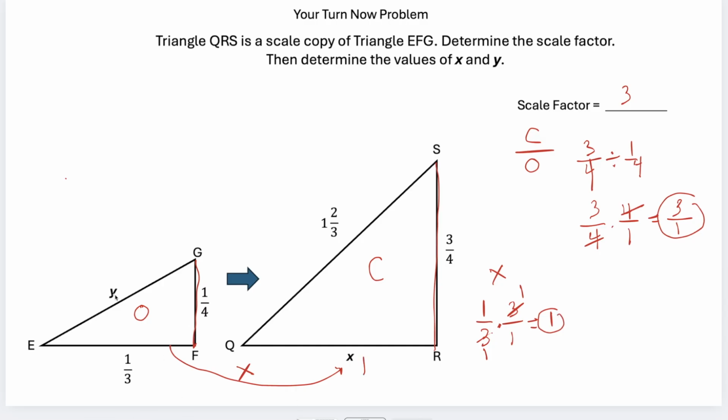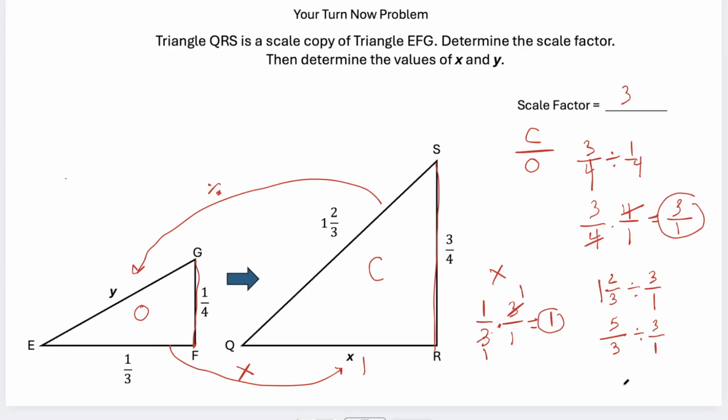But now to solve for y, we're going to do the opposite. Because again, notice we're going from the large shape to the small. So we're now going to divide going this direction by the scale factor. So divide. And 1 2/3 corresponds with y. So it's going to be 1 2/3. And we're going to divide that now by the scale factor, which is 3/1. And I'm going to write 1 2/3 as 5/3. So 5/3, and then I'm going to divide it by 3/1.